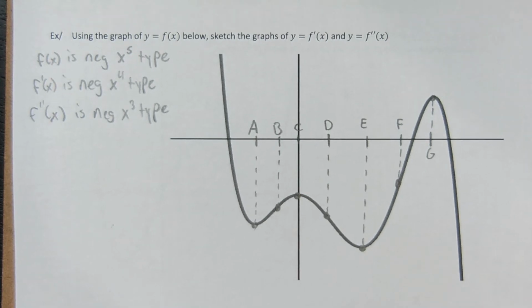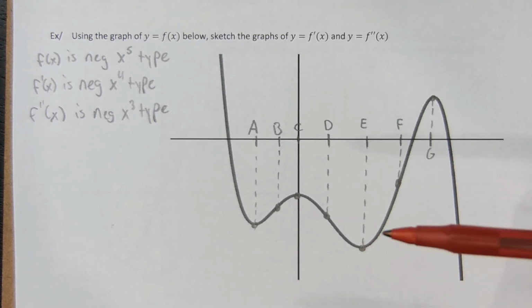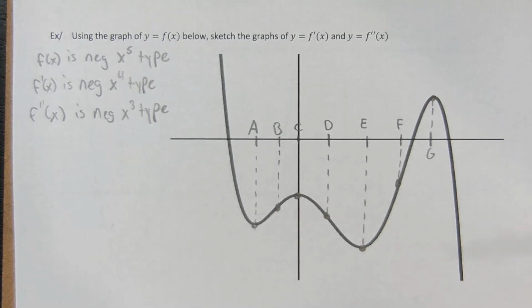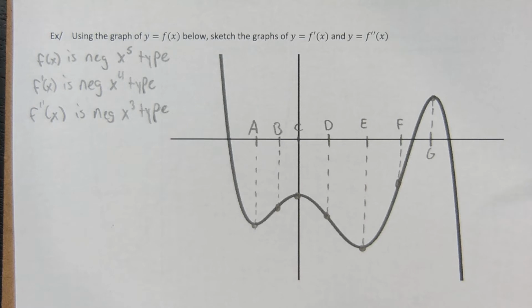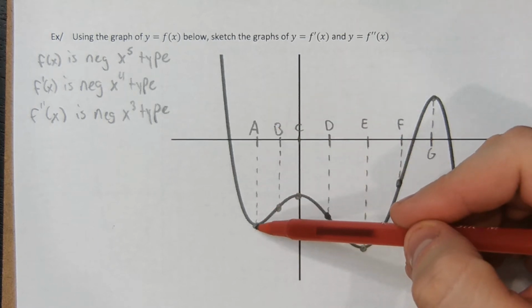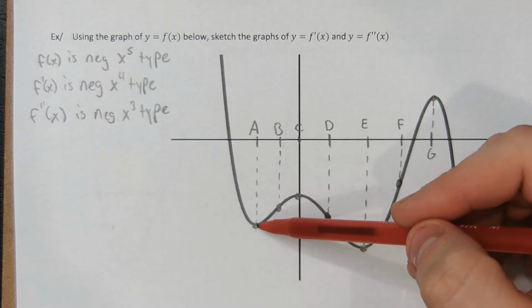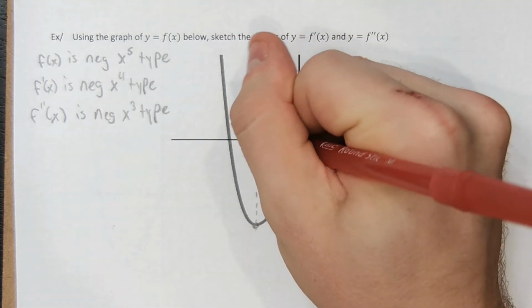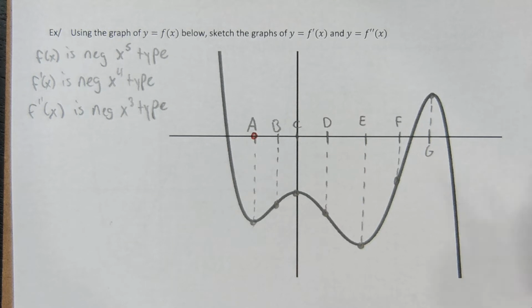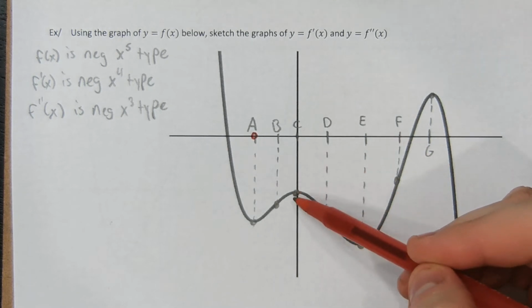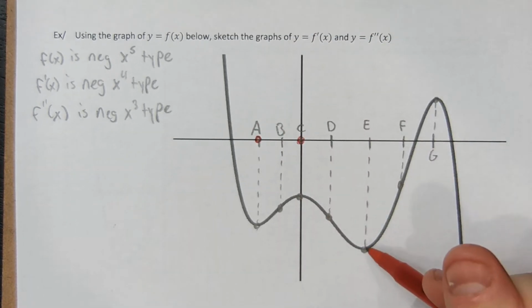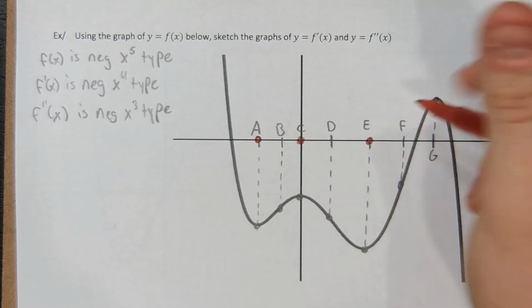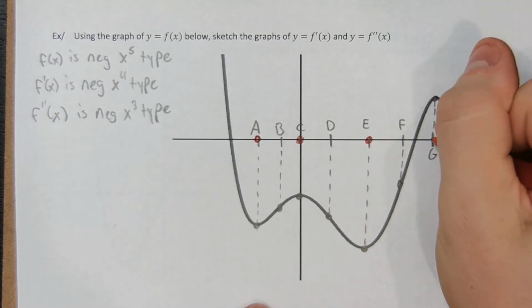Let's start plotting our zeros of f prime of x. Remember, f prime of x is plotting not the y values of this curve. It's plotting the slope values. So right here, my derivative is 0, so f prime of x is on the x-axis. Right here, my derivative is 0, so f prime of x is on the x-axis. Again, derivative 0 on the x-axis, derivative 0 on the x-axis.